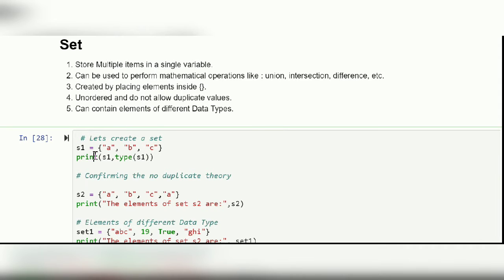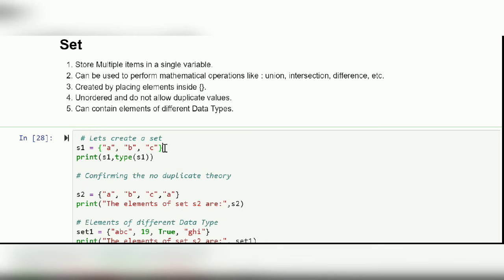Sets, they are actually same as we've studied in mathematics. Basically, they are used to perform different mathematical operations, union, intersection, difference, etc. And the basic purpose is again to store multiple items in a single variable like lists. However, the difference is they are created using curly braces. You just have to place all the elements inside the curly braces, and the elements can be of again same or different data types as well.